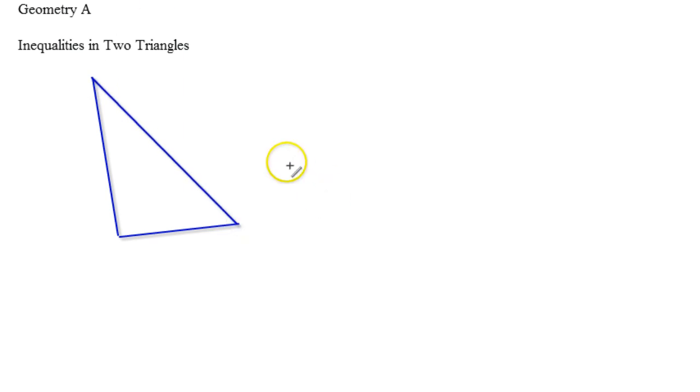Alright, welcome. Today we'll be talking about inequalities in two triangles. And first off, I wanted to talk about the hinge theorem. Okay, so the hinge theorem is this. So if we have two triangles, pretty simple stuff.